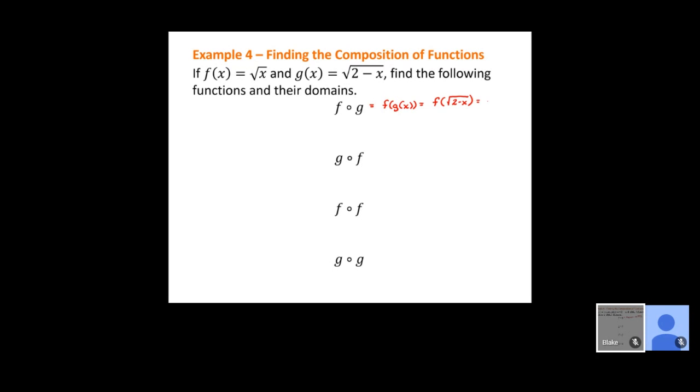Good. Right? It becomes the square root of the square root of 2 minus x. So we're taking the square root of 2 minus x, we're substituting it into this function here, and so that x inside the square root becomes square root of 2 minus x. Now, if you have the square root of the square root of 2 minus x, is there a way that we could rewrite that?